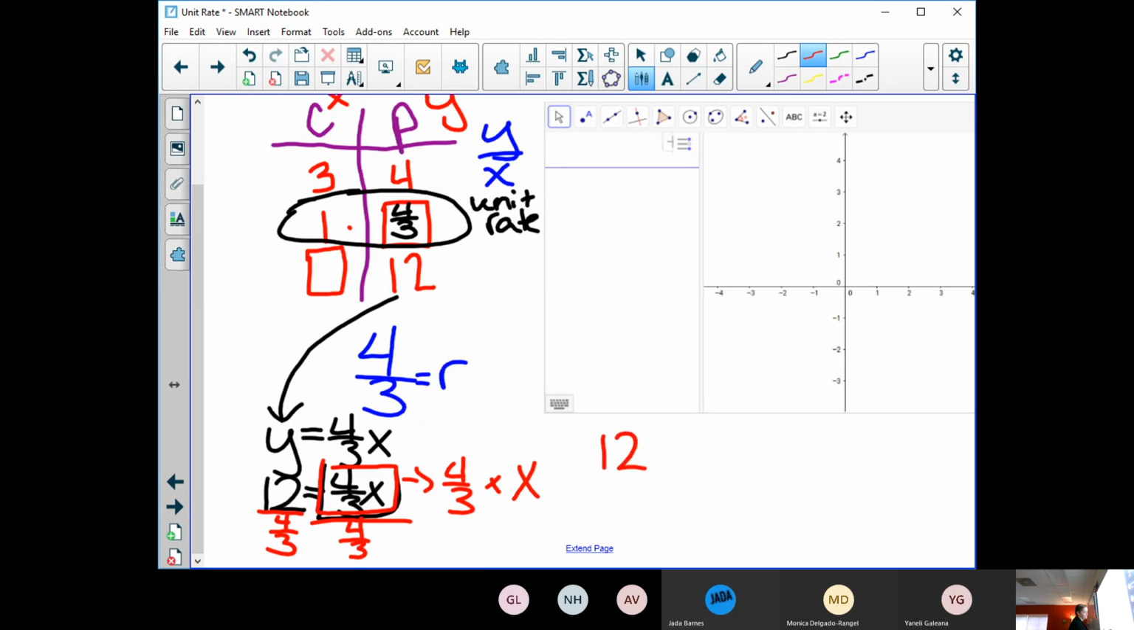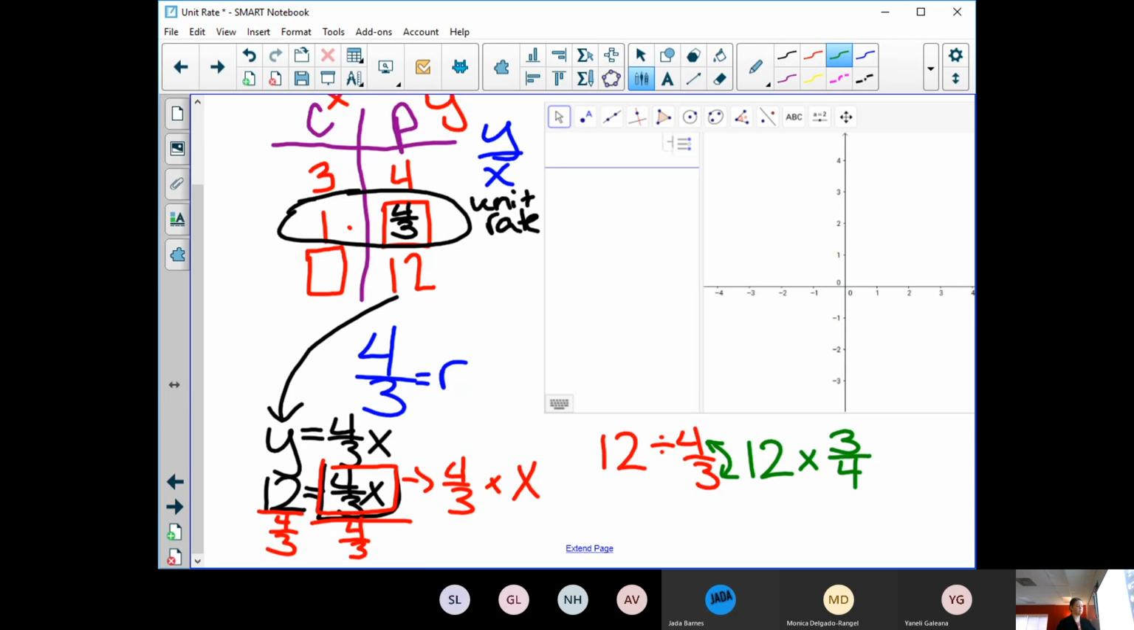So 12 divided by 4/3. We're going to do keep, change, flip, and I'm going to change my color here. So keep 12, change division to multiplication, and flip my numerator and my denominator on my second fraction here. So 3 becomes my numerator, 4 becomes my denominator. And now I can just multiply.